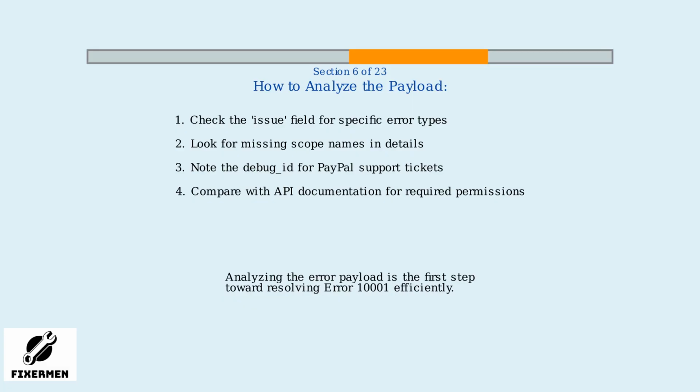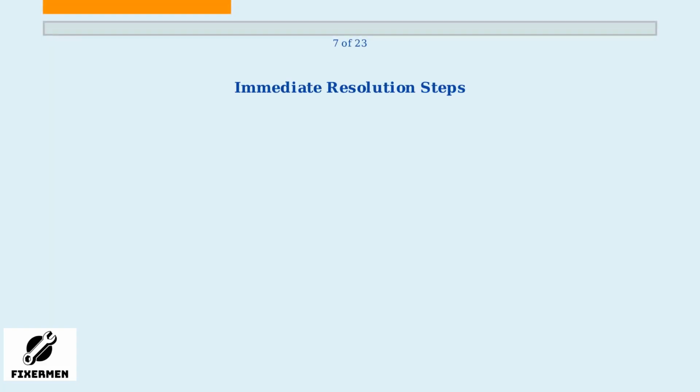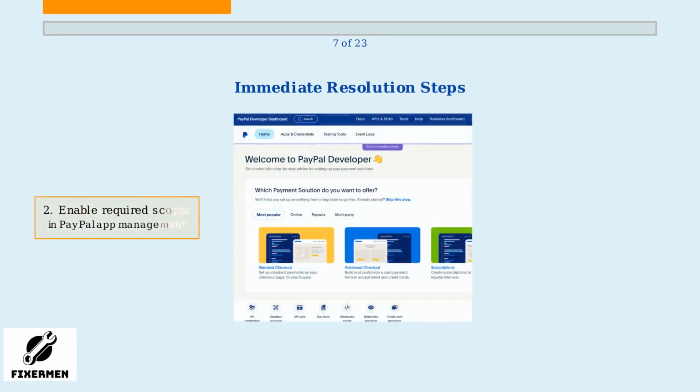Remember, the error payload contains valuable diagnostic information. Properly analyzing it can save you time and help you quickly identify whether the issue is with authentication, authorization, or something else entirely. When encountering PayPal error code 1001, start with these immediate resolution steps to address the most common causes. First, regenerate your API credentials. This involves creating a new client ID and client secret in the PayPal developer portal to ensure they are valid and not compromised. Second, enable the required OAuth scopes in your PayPal app management. This ensures your application has the necessary permissions for the operations you're trying to perform.